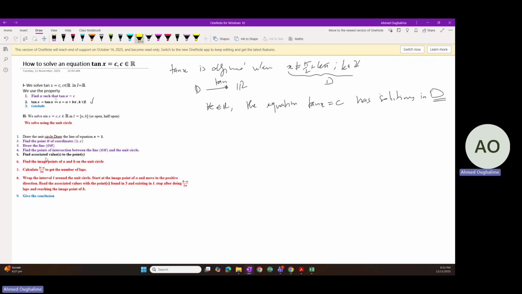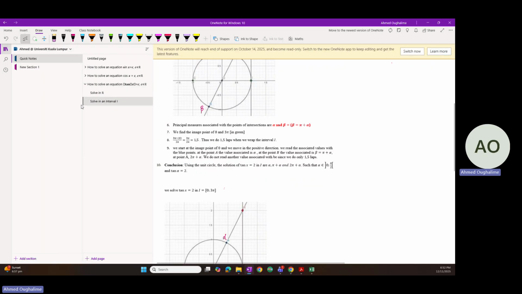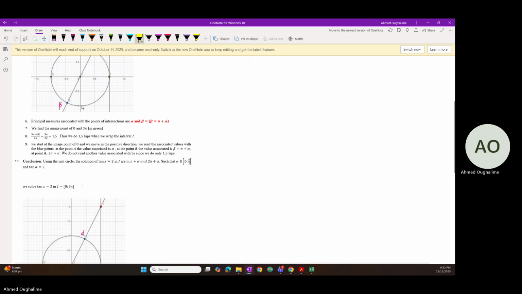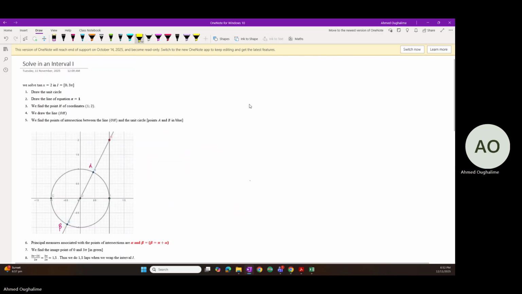So using the unit circle, we have a few steps to follow. They are listed here, right? I'm going to show them for the same example. Okay, so the first step is to draw the unit circle. So we draw the unit circle. We'll just redo the steps on the side here.